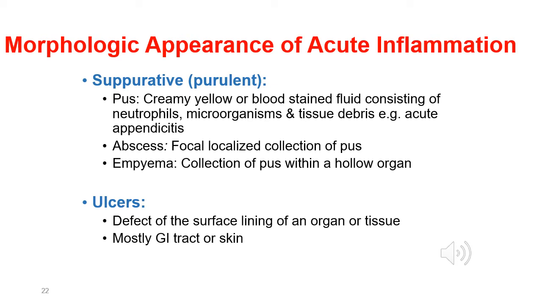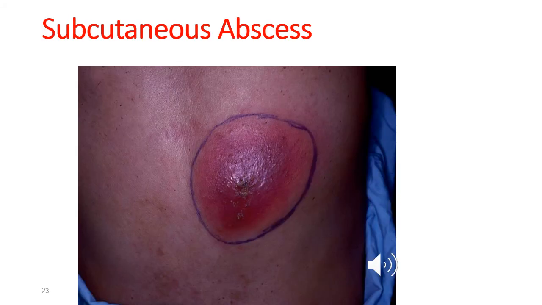And we call it empyema when there is collection of pus within a hollow organ or cavity, like in the pleura, for example. The last form of this morphological appearance of acute inflammation is the ulceration or ulcer, where there is a defect of the surface lining of an organ or tissue. Of course, mostly this occurs in the gastrointestinal tract or in the skin. This is an example of a subcutaneous abscess, where we have pus located under the skin.